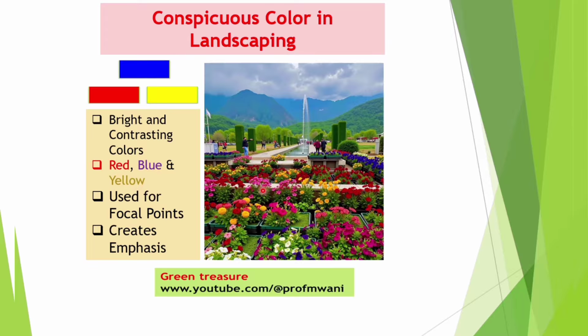So as we have understood that color is conspicuous in landscaping, there are bright and contrasting colors, such as red, blue and yellow. They are used for focal points. By focal, they create an emphasis, meaning they give a special weight. They create attention. They give prominence to a particular area. So that means color is an important and conspicuous element in the landscape.